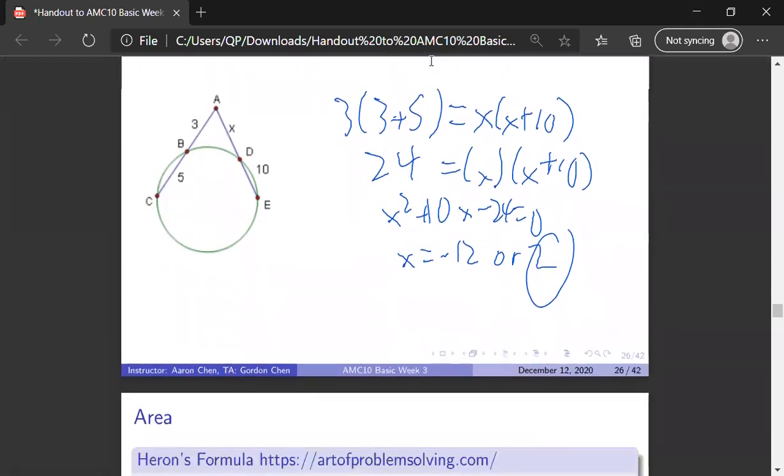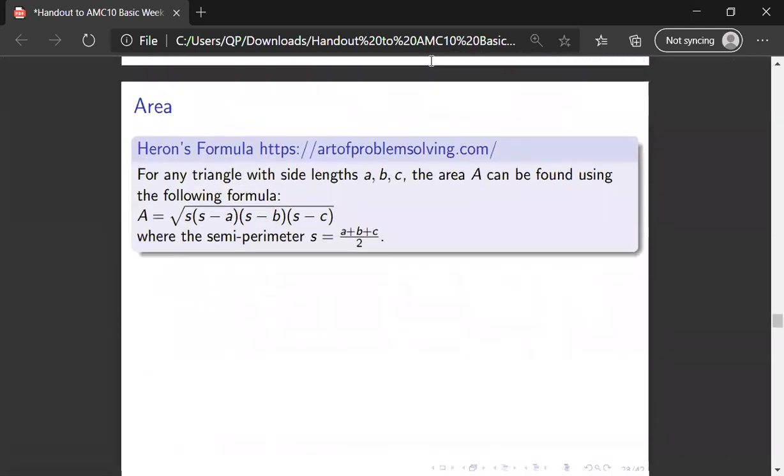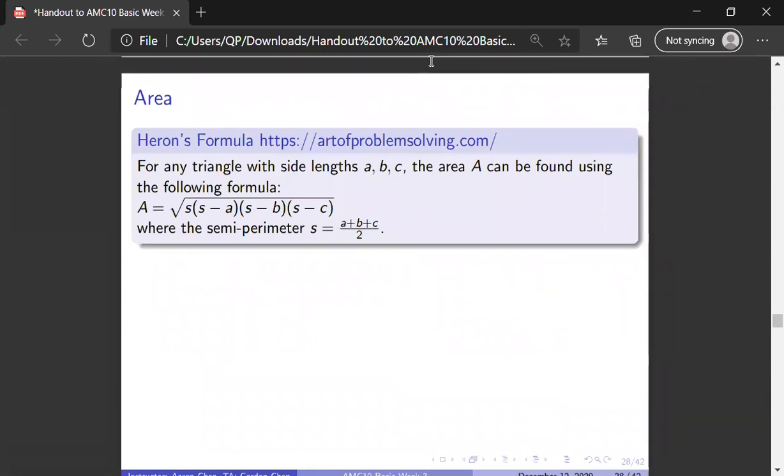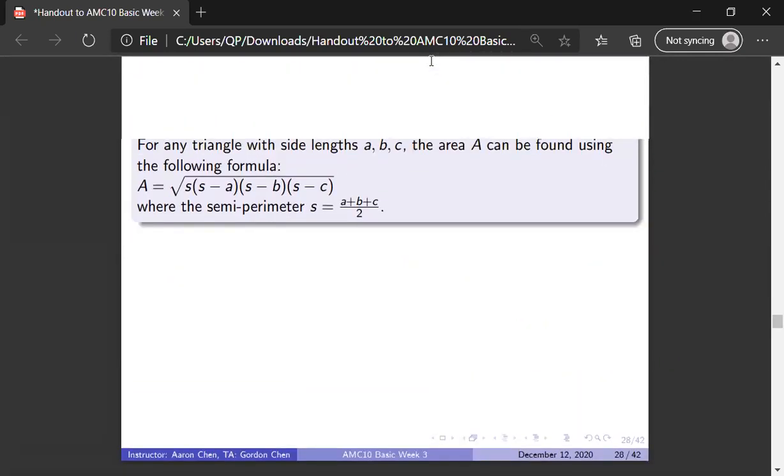All right. So areas. For a triangle with side lengths a, b, c, the area can always be found by using the following formula. A equals the square root of s times s minus a times s minus b times s minus c, where the semi-perimeter s is equal to a plus b plus c over 2. And this is pretty important.